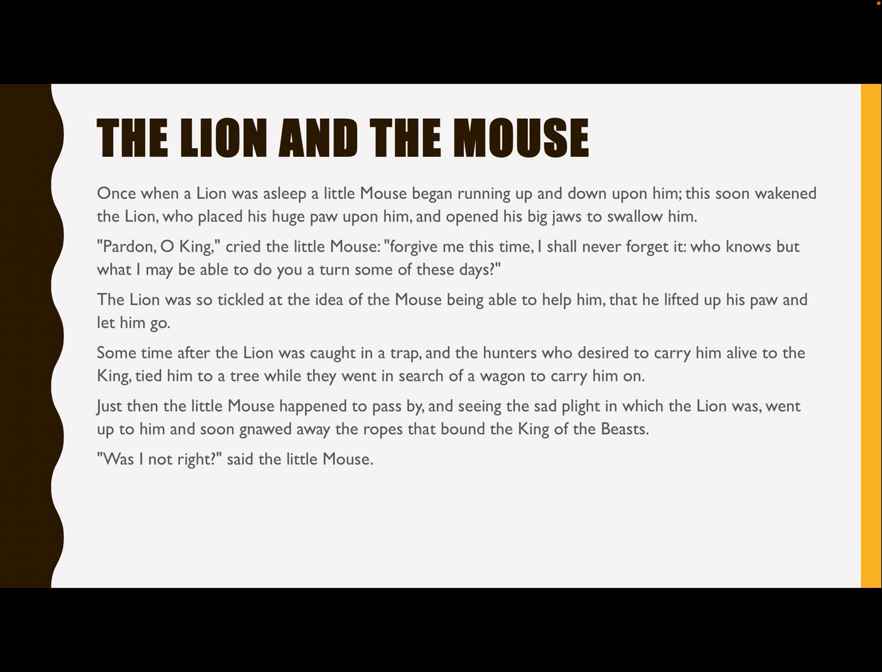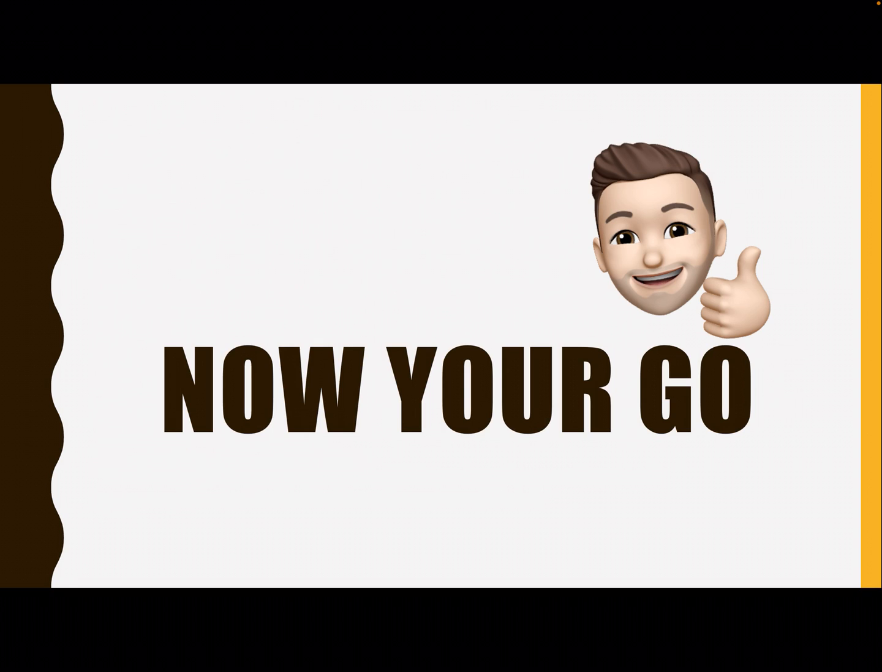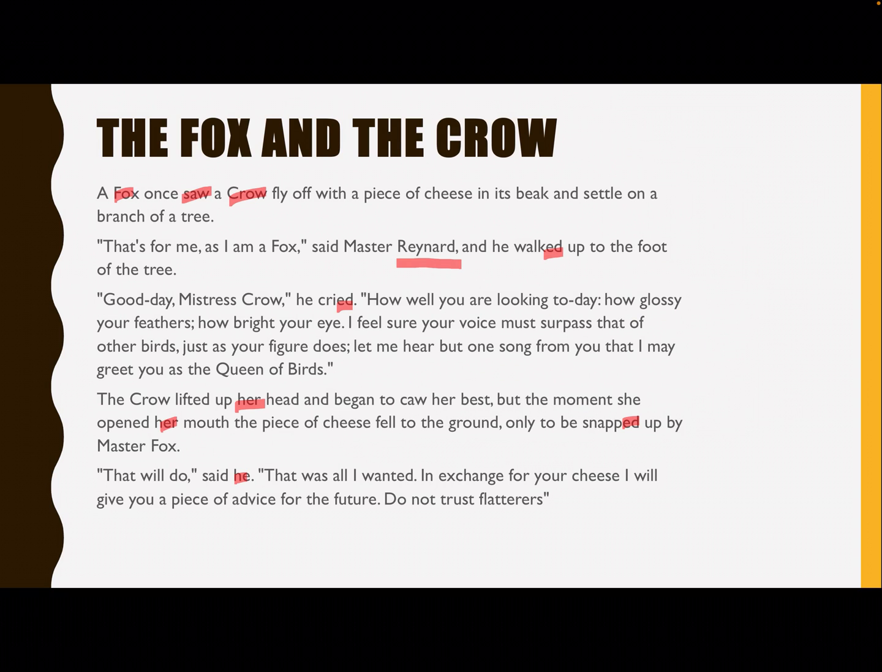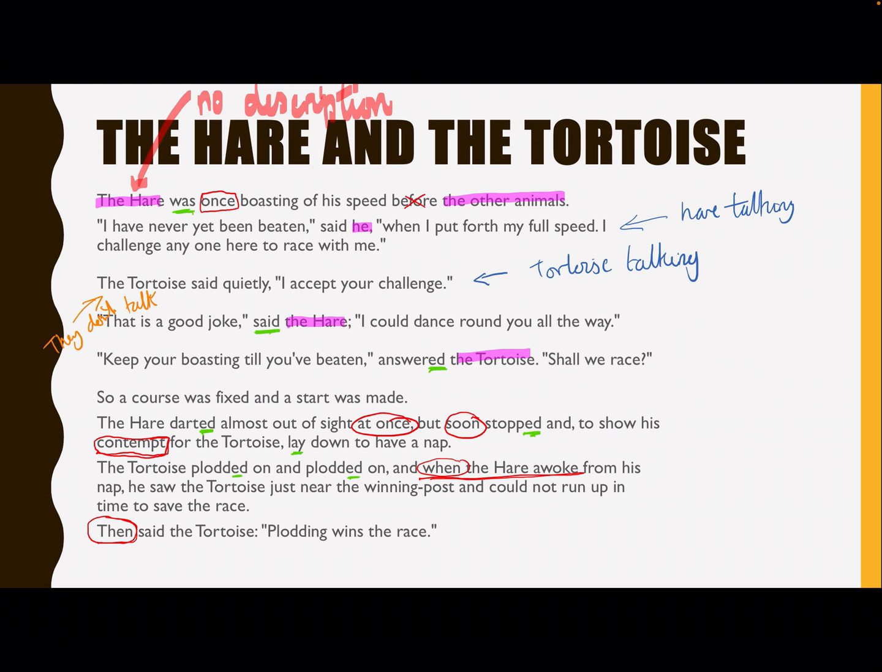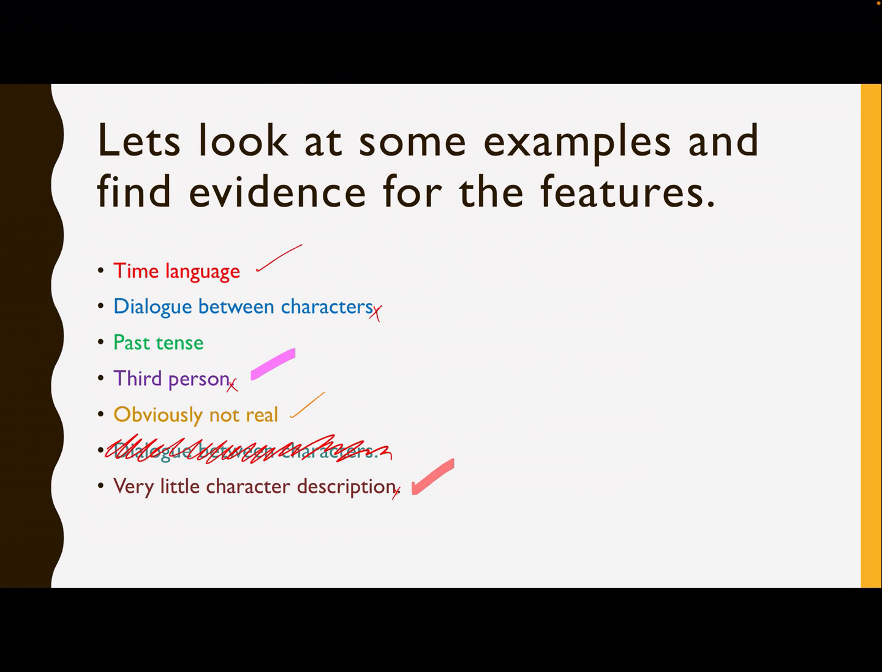I'm going to read you 2 stories. Now, some of you are thinking about, I haven't got a printer, I can't do that. And I'm not expecting you to write out the whole story. What you can do is write down the hare and the tortoise, and then you can say time language, and you can write me a couple of words that you found. Dialogue between characters, and you could write me a little note that says, oh, the fox and the crow talk to each other about cheese. Past tense, I found this word and this word and this word, and they show past tense. Third person, I found he and her and they, and it shows third person.